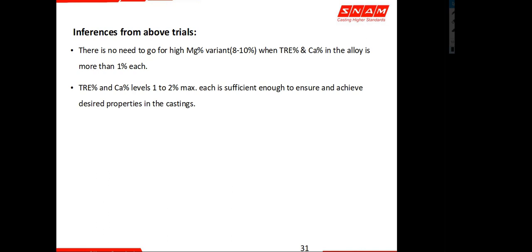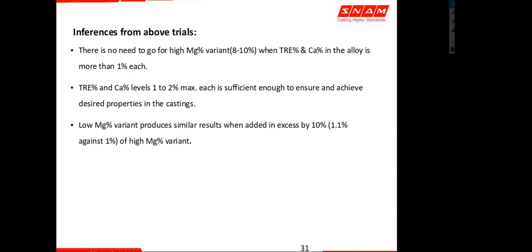Calcium and rare earth levels can be 1 to 2% max. 2% max is sufficient to ensure good ductile properties throughout the castings. So the low magnesium variant produces similar results when added in excess by 10%, that is 1.1% against 1% of the high magnesium variant. So the increase in addition rate is just 10% of it.